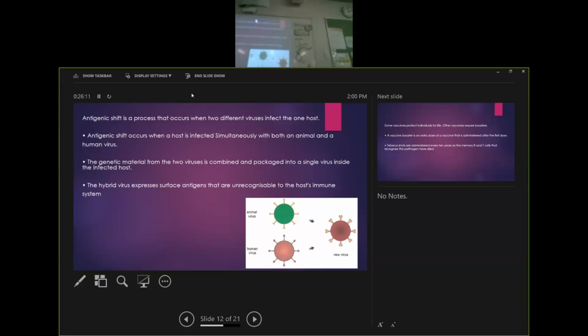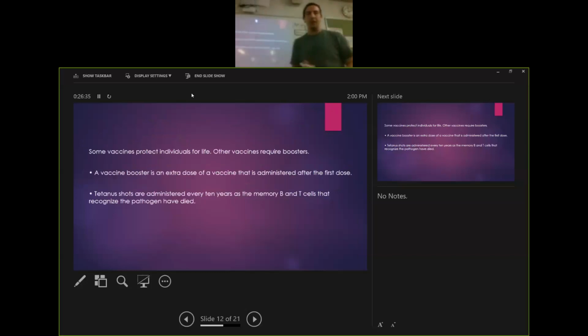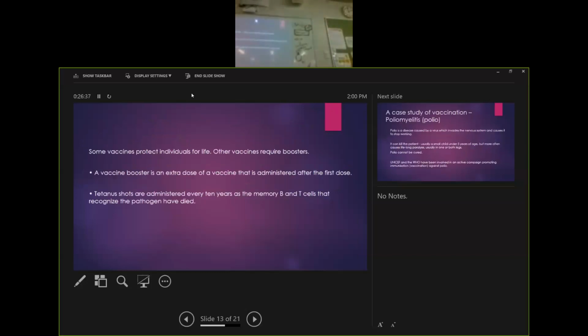The majority of the main pandemic or epidemic viruses are combinations of animal and human viruses, so they tend to be the most deadly. This is what we call antigenic shift. Antigenic drift is the changing of a single virus. Antigenic shift is the combination of two viruses. Very deadly, not very nice.